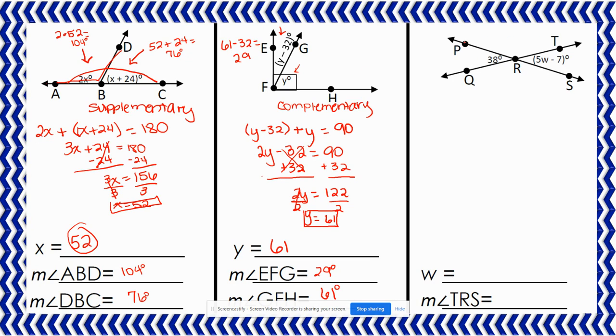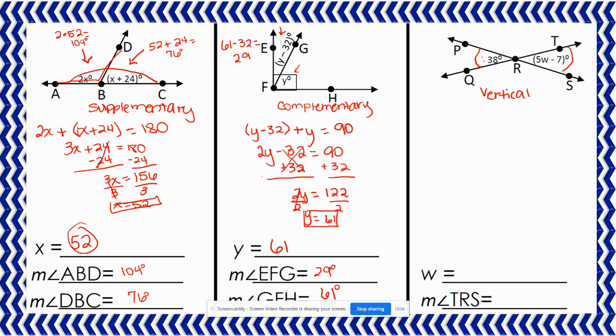For our next problem, I notice that I have two intersecting lines, and I need to find W. Well, I have the value of angle PRQ, which is right here, and it's 38 degrees. I also have the value of angle TRS, which is right here, and it's 5W minus 7 degrees. I know that these two angles are opposite of each other, and they're created by intersecting lines, which makes them vertical angles. And what I need to remember about vertical angles is that they are always congruent.